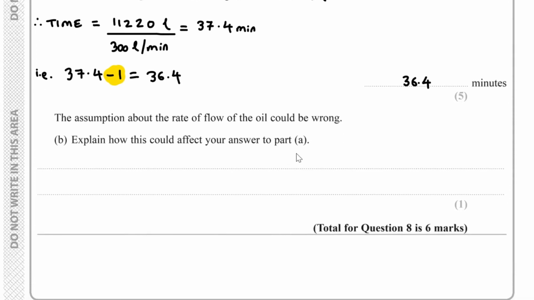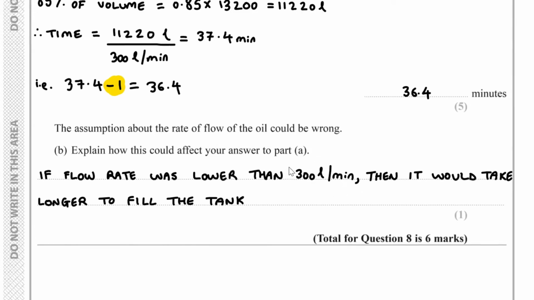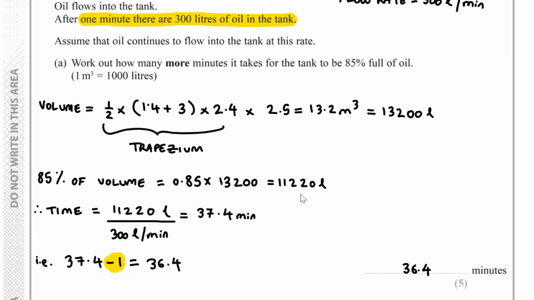For part B, the assumption about the rate of flow of the oil could be wrong. We have to explain how this could affect your answer to part A. So if the flow rate was lower than 300 liters per minute, then it would take longer to fill the tank. And that's because it takes longer to fill a certain amount.